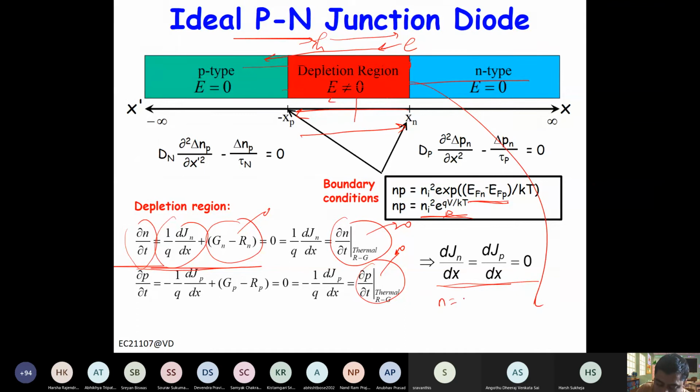It is N type, so N is of course Nn only. P is of course Pn, and their product is Nn Pn equal to Ni square exponential QV by KT, right? Now Ni square by Nn is basically the minority carrier concentration, or equilibrium minority carrier concentration. So that's how you can write this injected carrier as minority carrier concentration times exponential QV by KT.